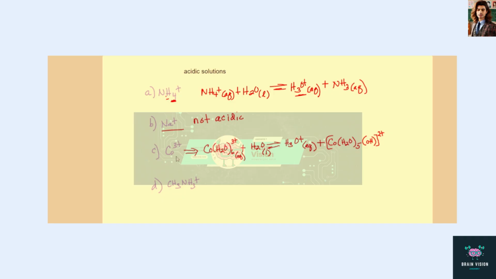C is a transition metal. It's cobalt 3 plus as a cation. This gets a little trickier, but here's the deal. Transition metals like cobalt frequently form complexes with water. So this is a hexaaqua complex that's commonly seen with cobalt 3 plus.